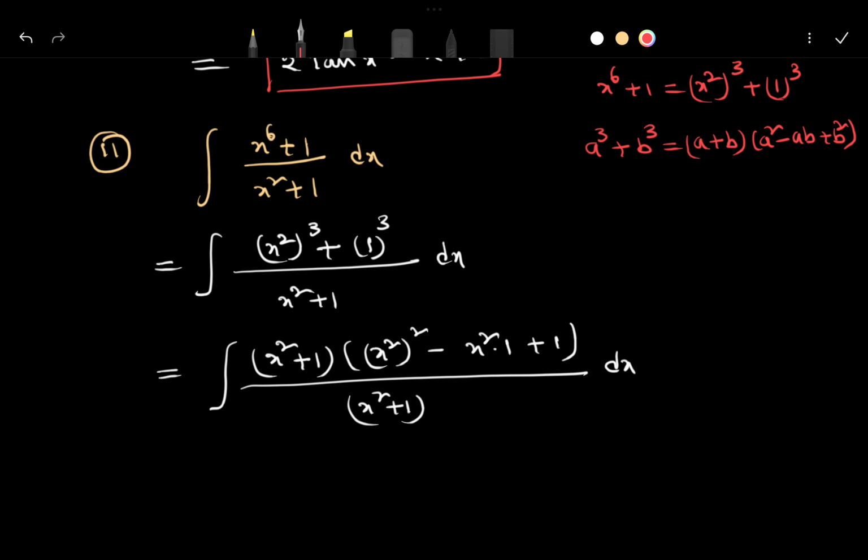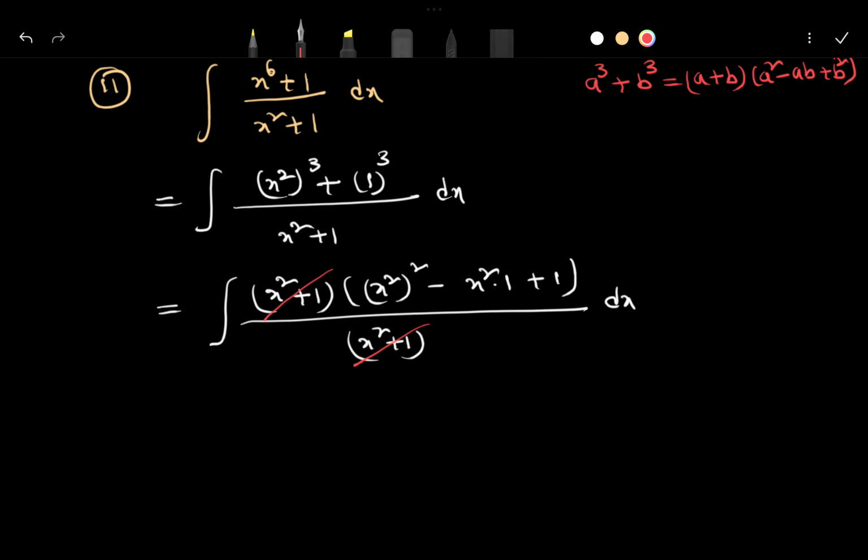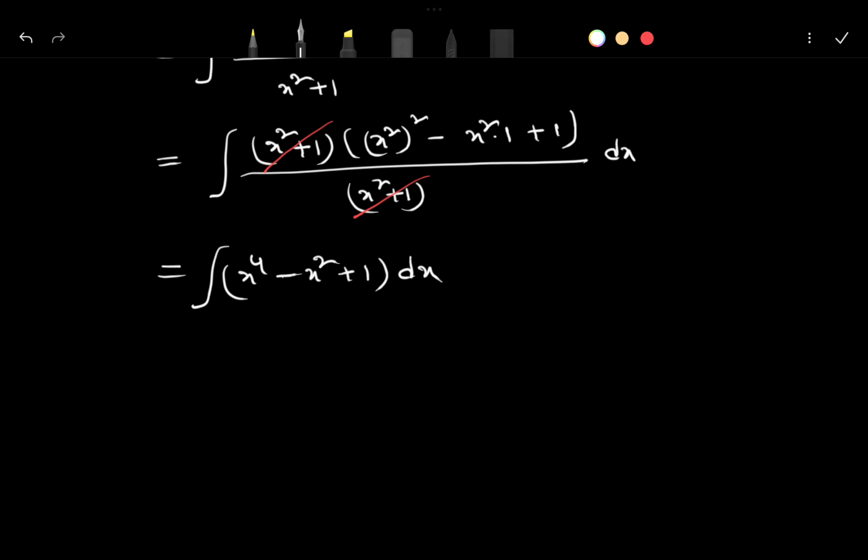See, what is the common factor in numerator and denominator? x square plus 1. So it will be cancelled. The remaining thing you can write is integration of (x square) whole square, which will be x to the power of 4 minus x square plus 1 into dx. Here you can write directly integration of x to the power of 4 into dx minus integration of x square into dx plus integration of 1 into dx.